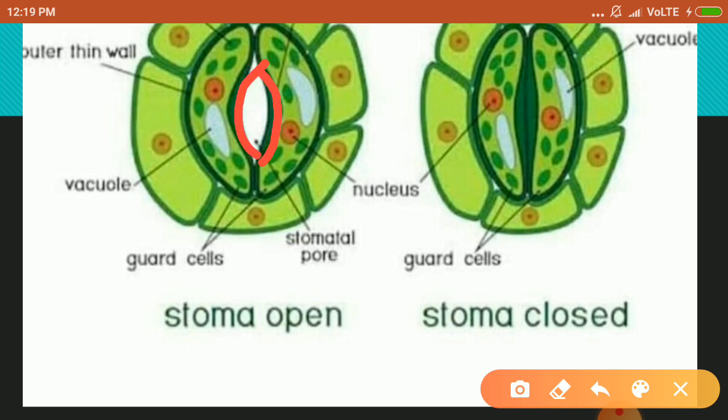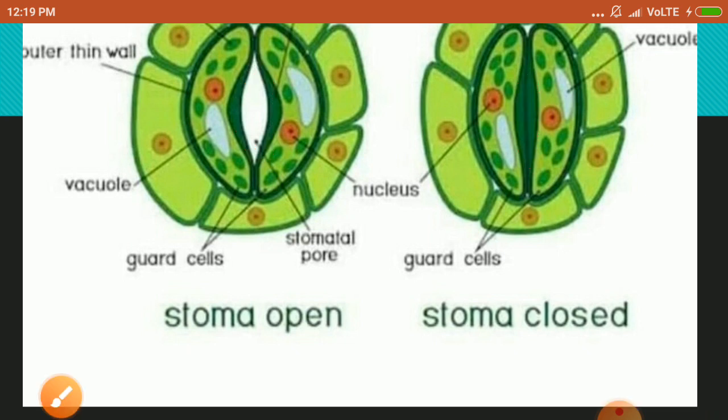Okay, you can see in this slide, whereas stomata shrink down when water leaves from the guard cell. So the stomatal pore closes if the guard cell shrinks down like this. Okay. Now, what are the functions of stomata?